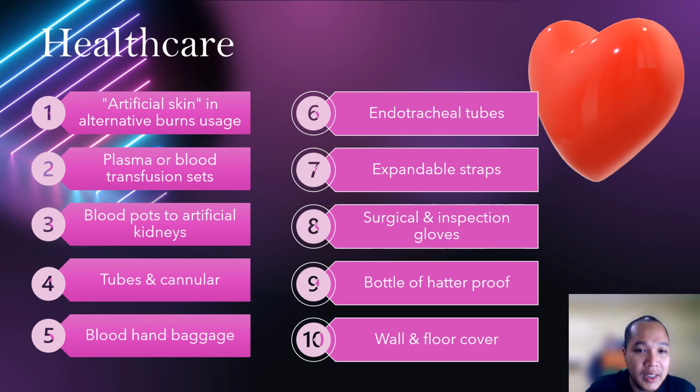So we can see the applications in healthcare. First, artificial skin for burn treatment, plasma or blood transfusion sets, blood bags, tubes and cannulas, blood bags, endotracheal tubes, expandable straps, surgical and inspection gloves, waterproof bottles, wall and floor covers.